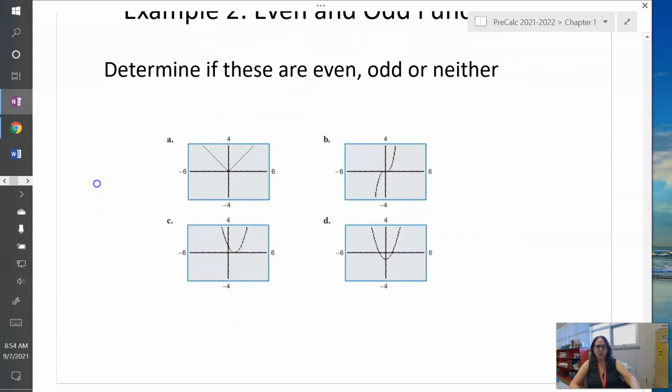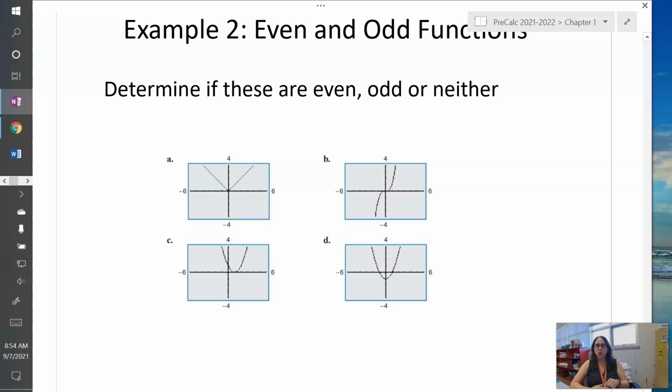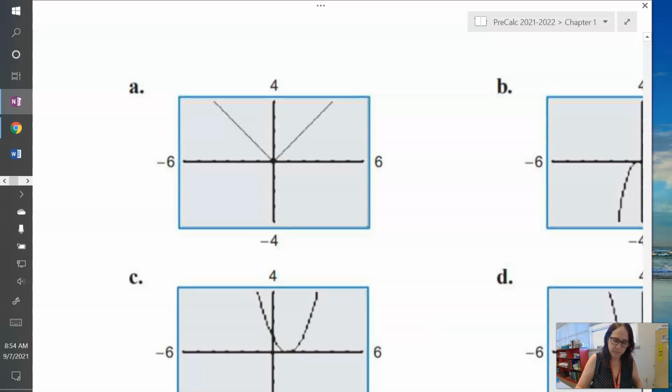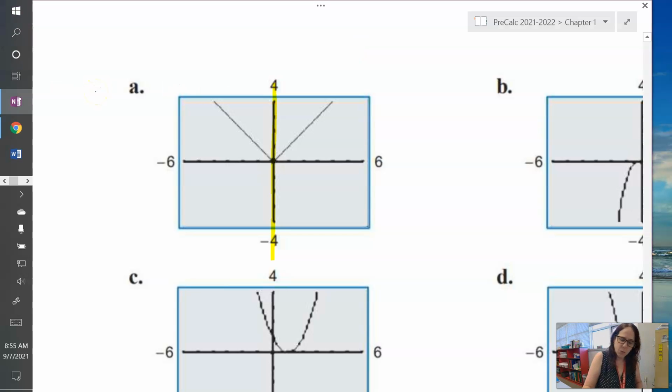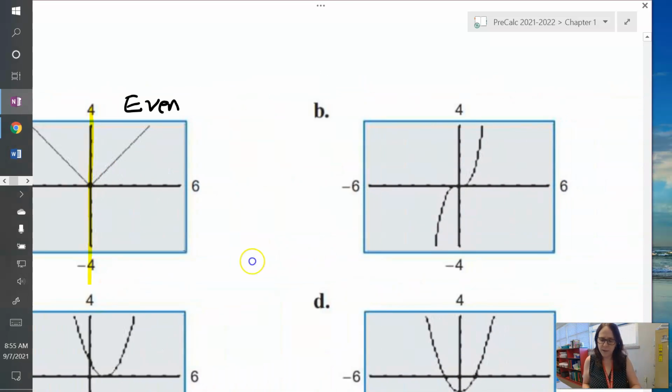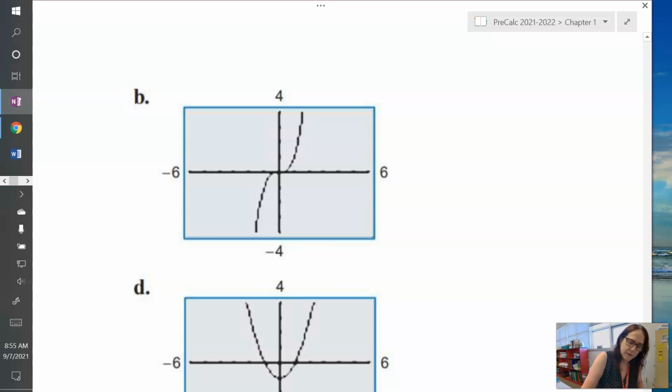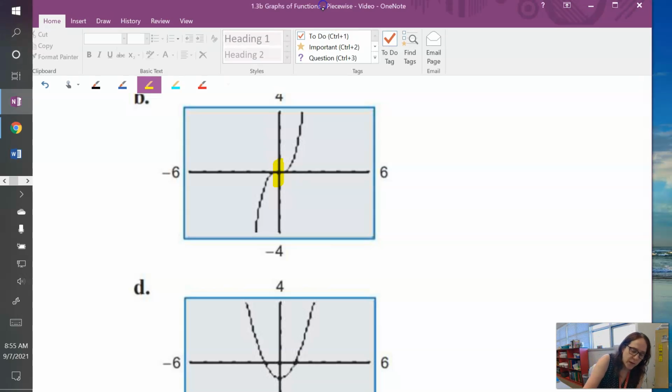All right, so let's take a look at these graphs, and we're going to determine if these functions are even, odd, or neither. So take a look at our first one. Here's the y-axis, and that is symmetrical about the y-axis. So therefore, this one is even. Is it symmetrical about y? Let's take a look at B. Right, there's the origin. Symmetrical about the origin. So that one is odd.